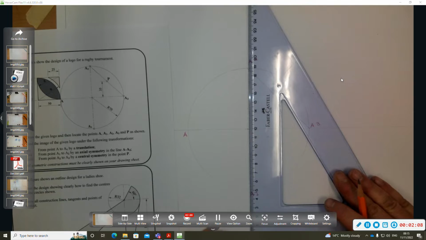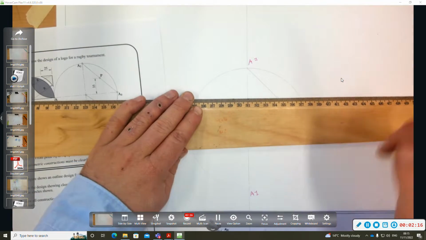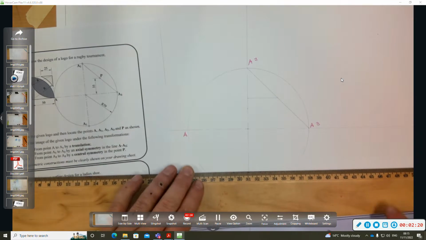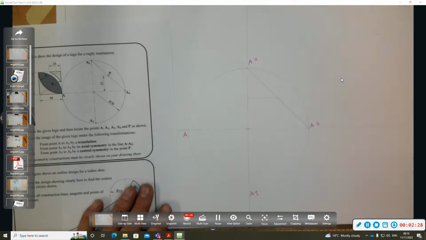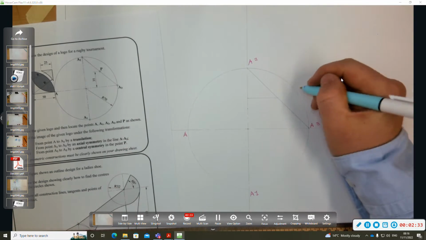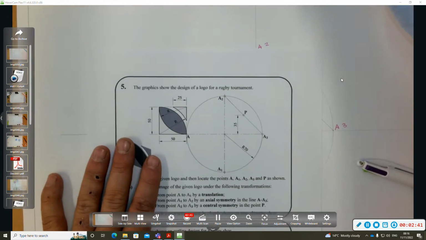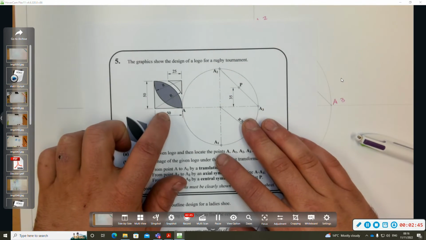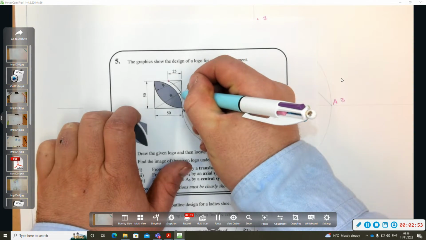Then I have to locate point P, and from A to A1 will be a translation. So to get P, I'm joining A2 to A3, going up 35 and going across. Now I'm going to draw out my logo. It'll be a square. I'm just marking point P. So it'll be a square 50 by 50.